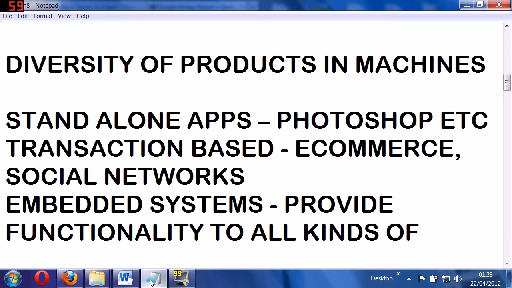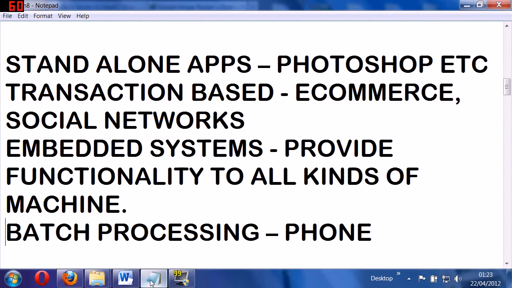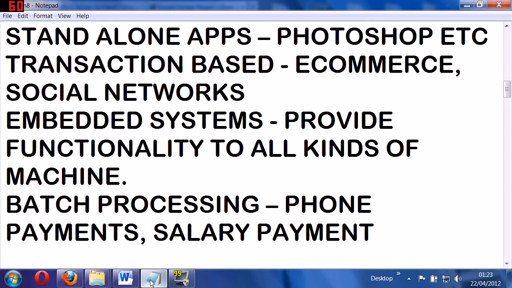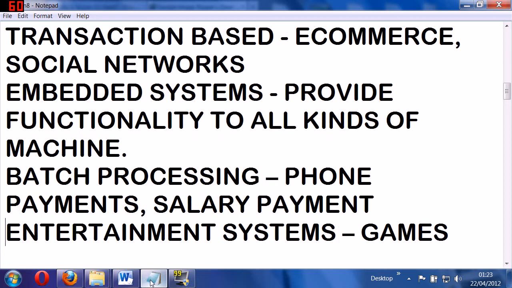Many of these operate with microtransactions now, don't they? We've got embedded systems, which provide functionality to all kinds of machines. Yep, you get lots of those, like the internal workings of phones. Then you've got batch processing, such as phone payments, which is kind of the other end of the scale, the opposite of the last one. Salary payment is just batch processing. Batch processing is actually a very important concept in computer science.